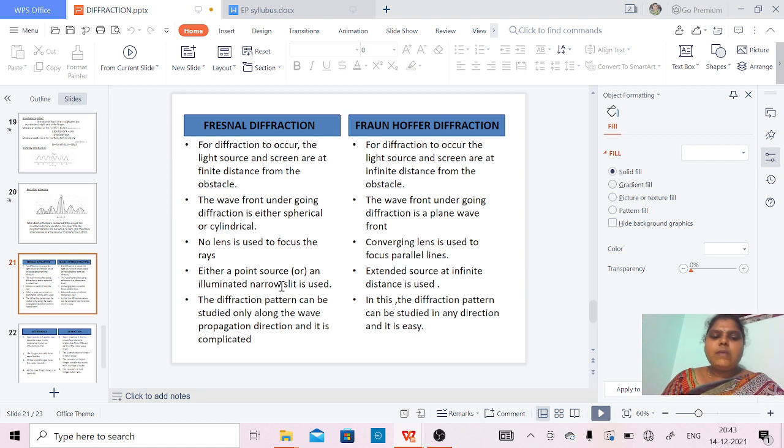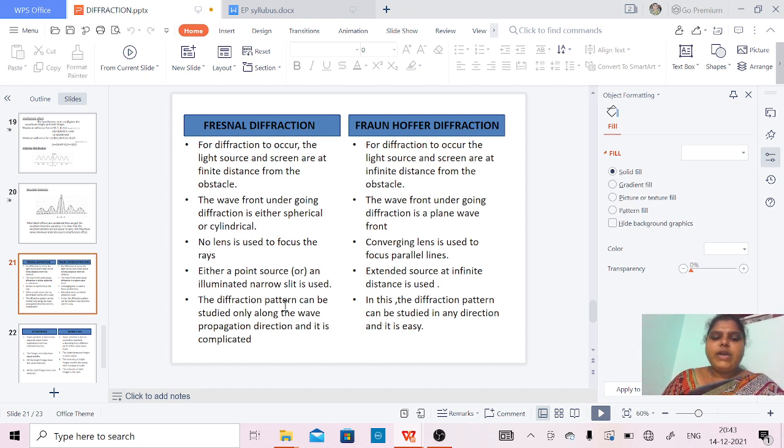And next, in Fresnel's diffraction, either a point source or an illuminated narrow slit is used. Here we are using a point source or a slit, and in Fraunhofer diffraction, an extended source at infinite distance is used. The source is extended, at an infinite distance.